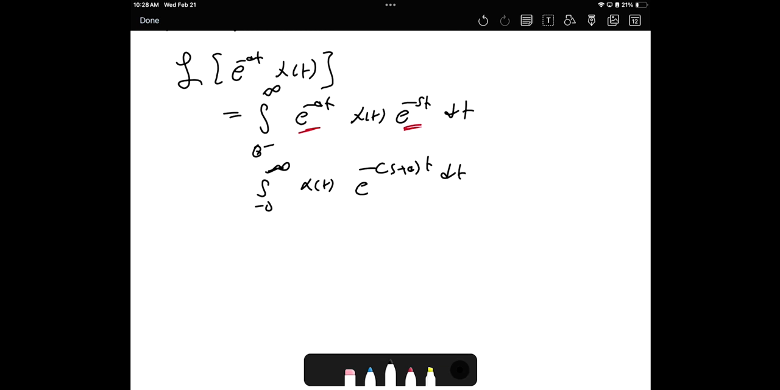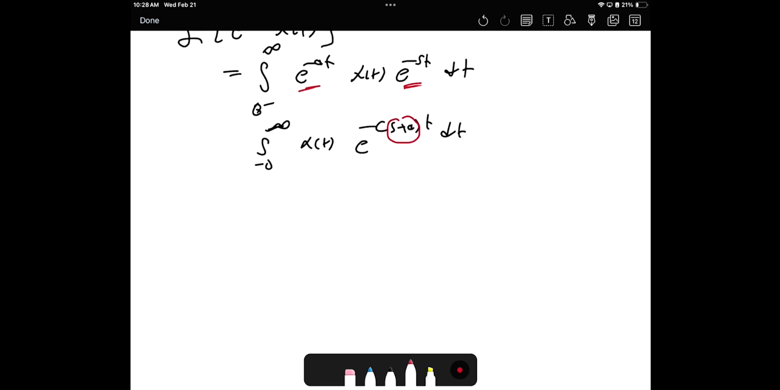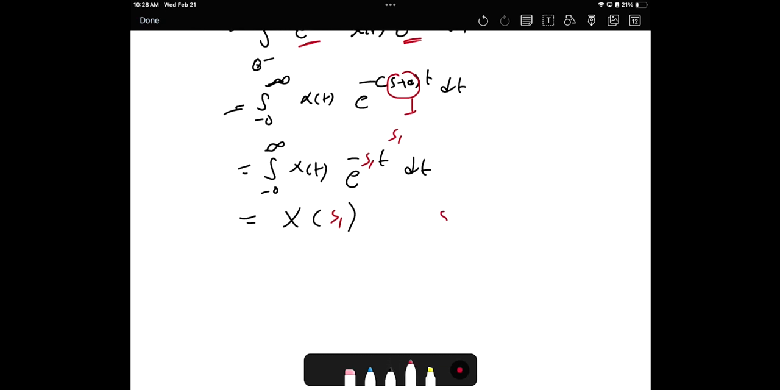Since this is a constant, we can assume it as s1. So it will be the integral from 0 minus to infinity of x of t e power negative s1 t dt. This is the Laplace transformation definition, so it will be X of s1. Now substitute s1 as s plus a. This yields X of s plus a. Okay? So basically, what we did is a frequency shift.